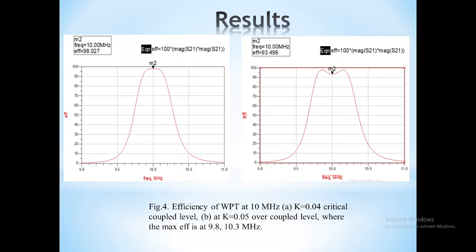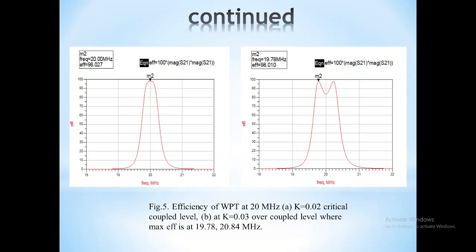At 10 MHz, we can see that at a coupling factor equal to the critical coupling, 0.04, the maximum power transmission efficiency is at 10 MHz and equals 98%, whereas at K equal to 0.05, the overcoupled level, the maximum power transmission efficiency decreases sharply at the resonance frequency and becomes maximum at two new frequencies, above and below the resonant frequency, at 9.8 and 10.3 MHz.